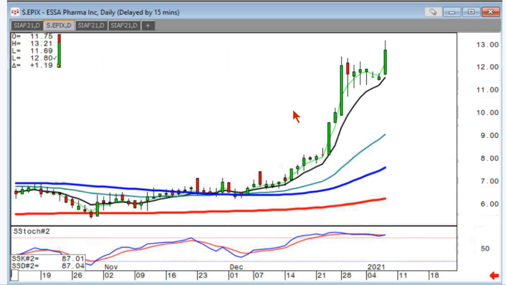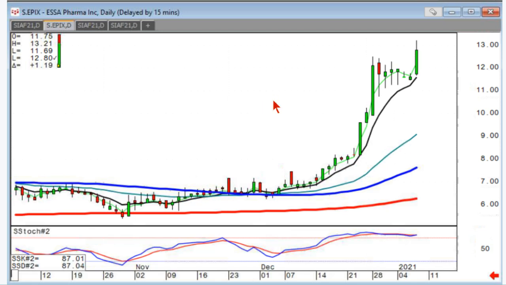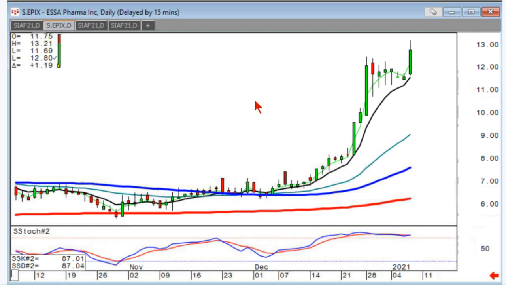And again, we're not trying to show people how to make huge profits. We're trying to show people how to put their money in positions where the probability of getting into good trades is highly in your favor.